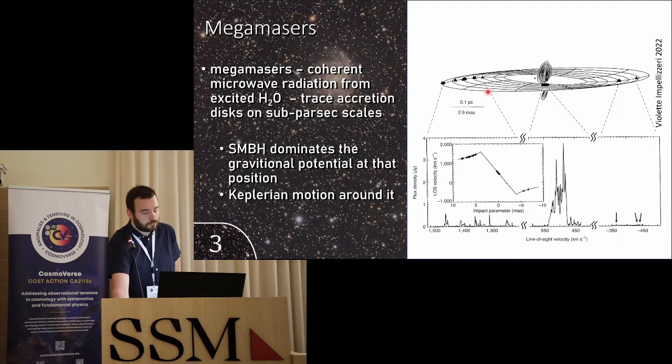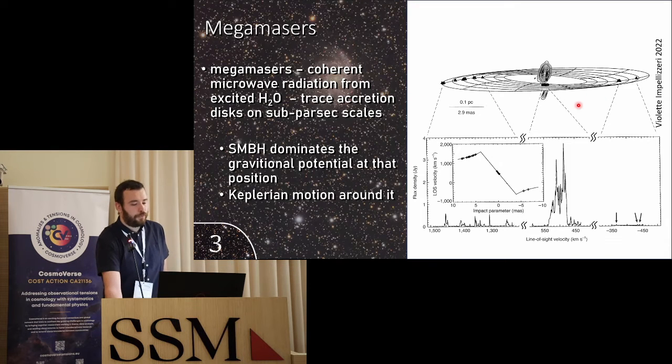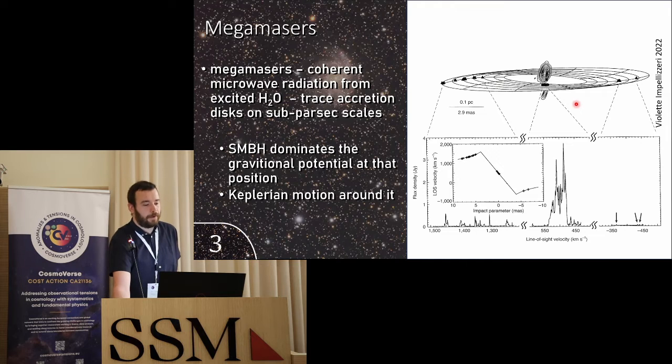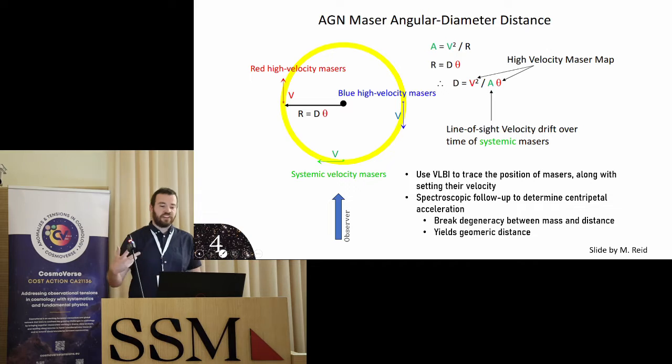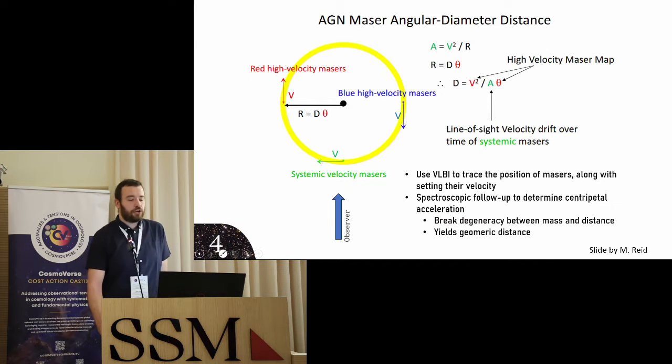What happens here is that you have a sketch from Violet Impellizzeri of NGC 4258, which is the most well-known maser that is used for distance estimation purposes. Here, at the maser positions, the supermassive black hole is dominating the gravitational potential. So basically what you have is a Keplerian orbit around the supermassive black hole. And what's really great about this is that if you know this setup, that you have a Keplerian orbit, you can measure distances to the masers very easily.